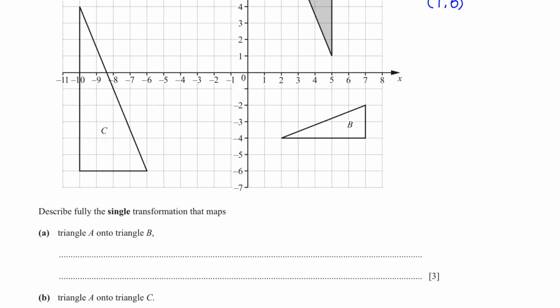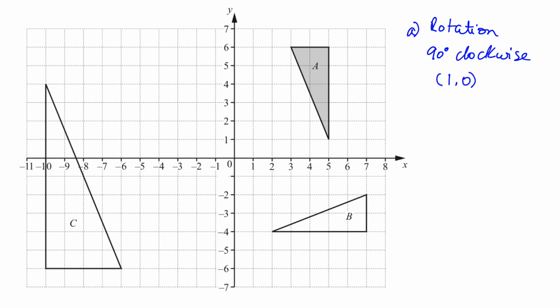In part B, we have to describe the transformation from triangle A to triangle C. Okay, so you can see that this is triangle A and triangle C, and it's clearly larger than A. So it's a case of enlargement. So the first thing you write, enlargement. You get 1 mark for writing that. When it is enlargement, you need to write 3 things: enlargement, the scale factor, and the center of enlargement.